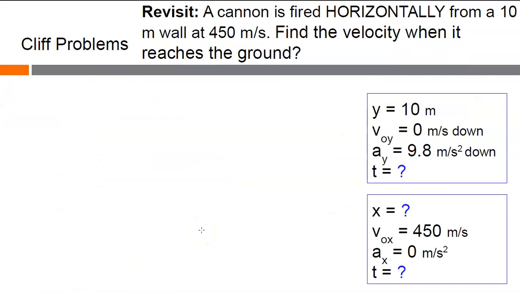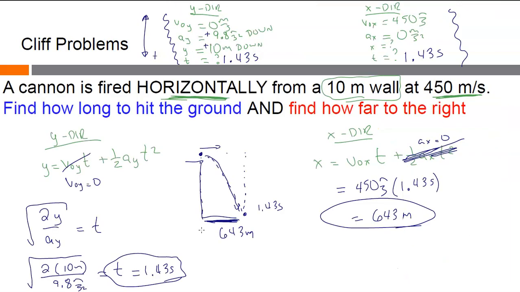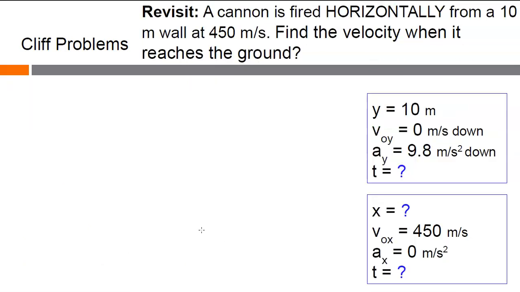Now, this is essentially the same problem, so we can steal some of those numbers that we had from the last one, but they ask a little bit different question. So let me get the numbers we just did. We don't need to do it again. Same cliff, same cannon, same cannonball, everything. 1.43 seconds was the time. So we'll put that right here.